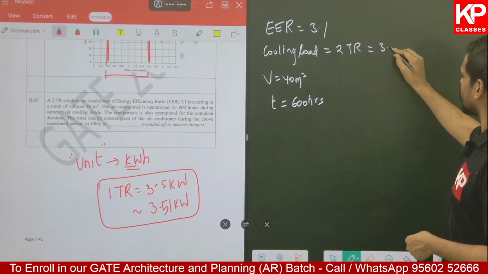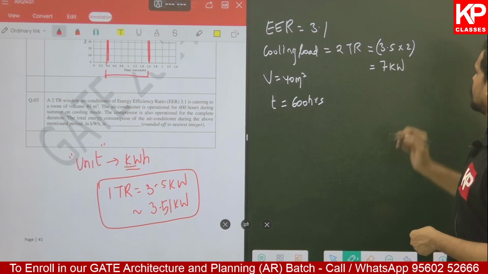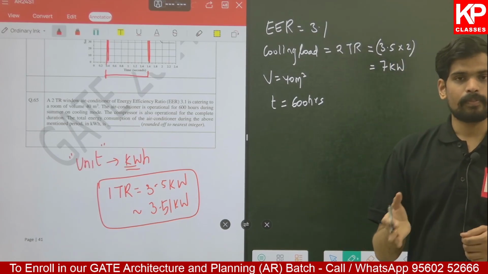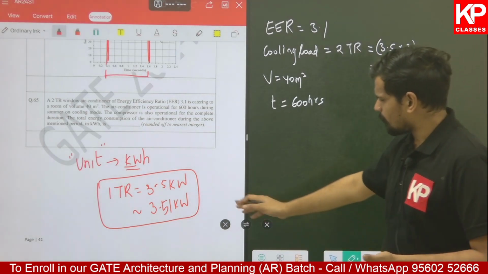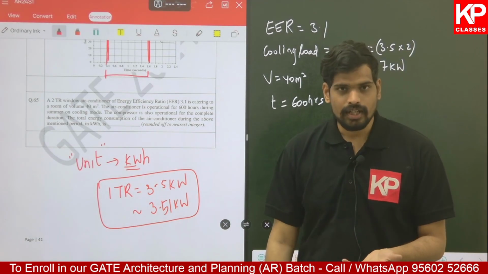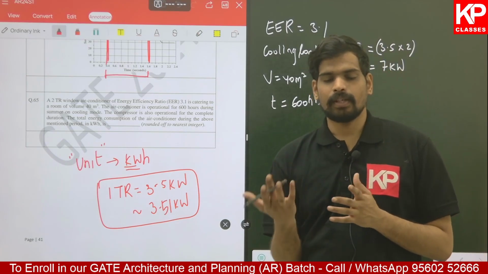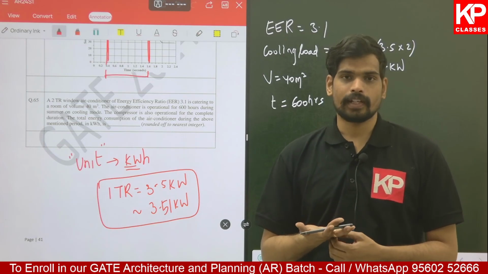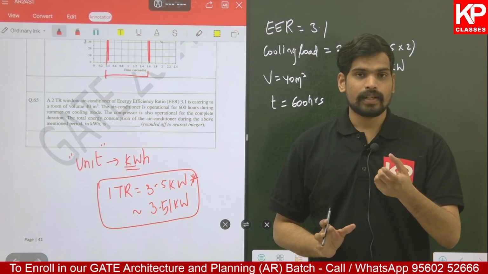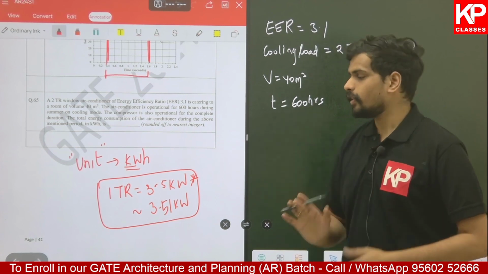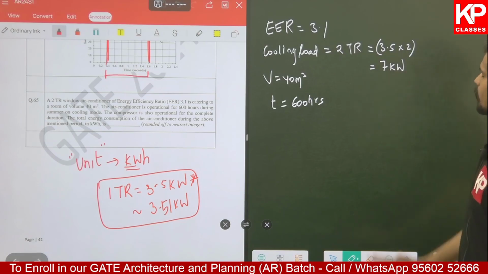So what will be the cooling load? It will be 3.5 into 2 in kilowatts, that will be 7 kilowatts. Approximately 7 kilowatts, to be specific it will be 7.2 or something. So you can always remember the approximate value 3.5. In a lot of past GATE questions on ton of refrigeration or cooling load of an air conditioner, they have given this conversion factor. Here they have not given it, so you have to remember it. 1 ton of refrigeration is 3.5 kilowatts, so the cooling load is coming out to be 7 kilowatts.